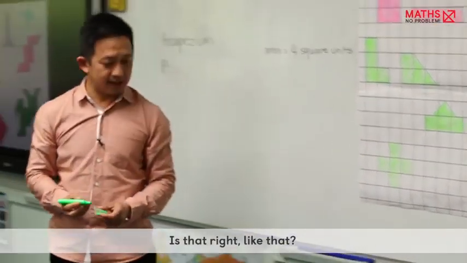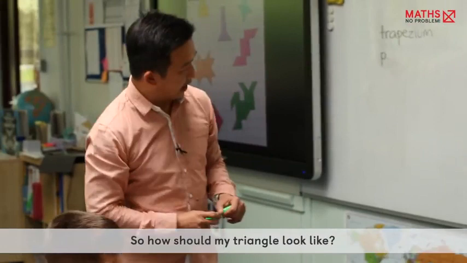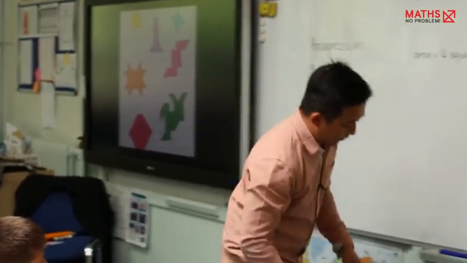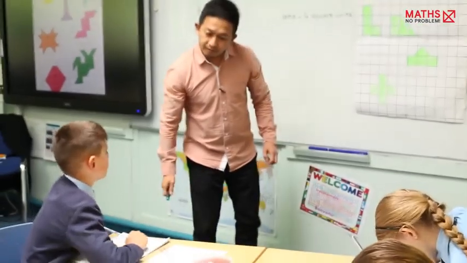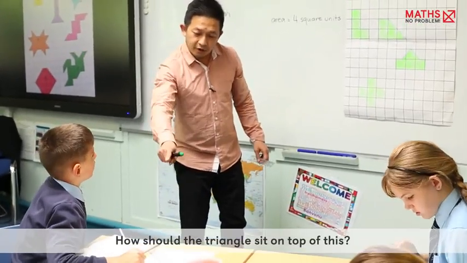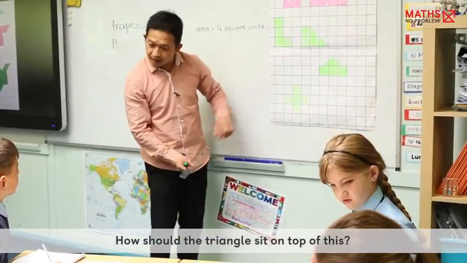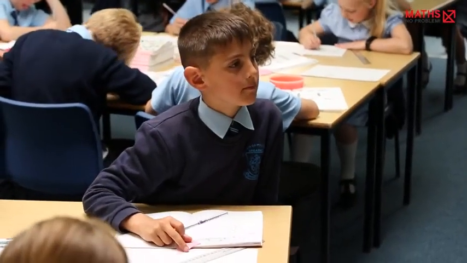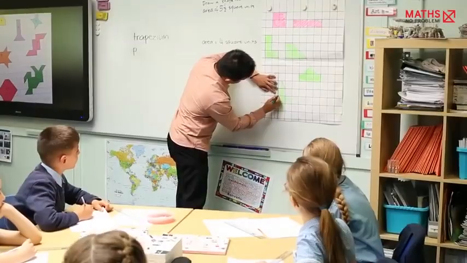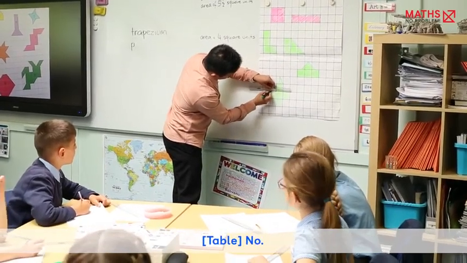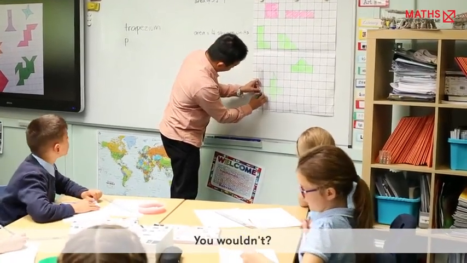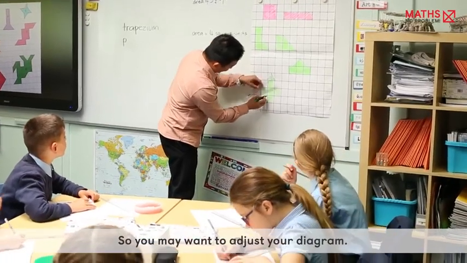Alright, I have that. So how should my triangle look like? So how should a triangle sit on top of this? So if I say this is 5.5, would you agree? No, because I've got a triangle. So you may want to adjust your diagram there.